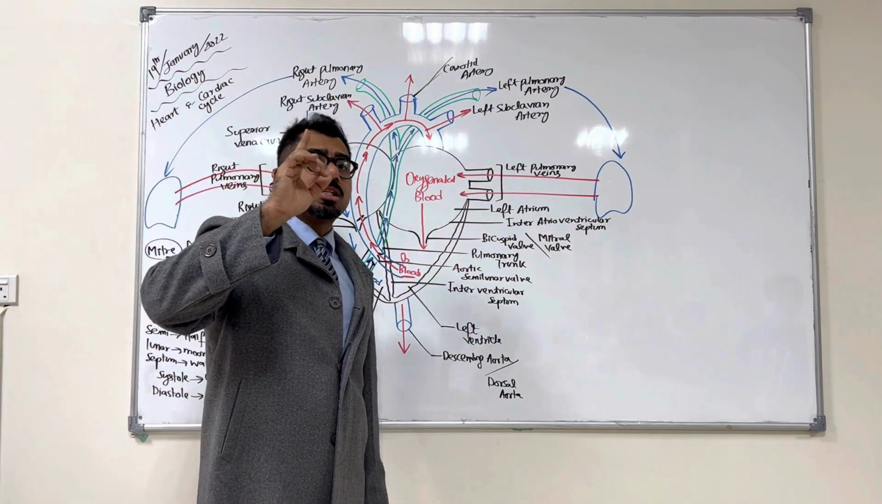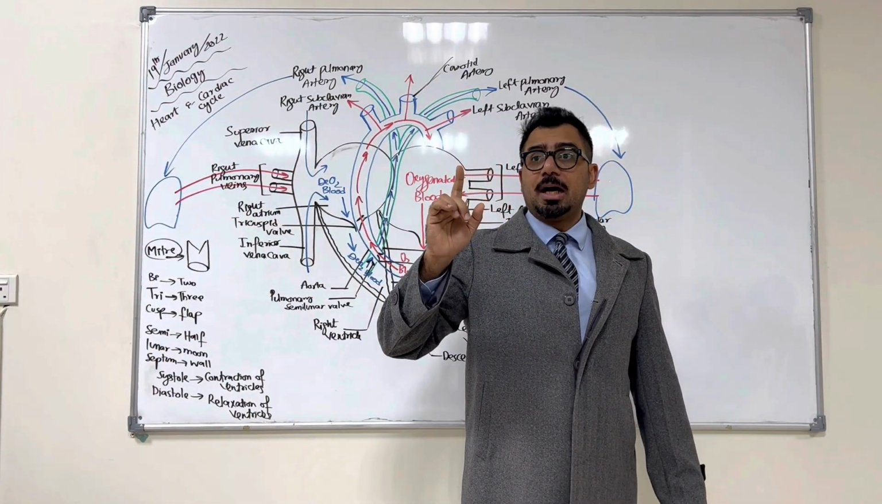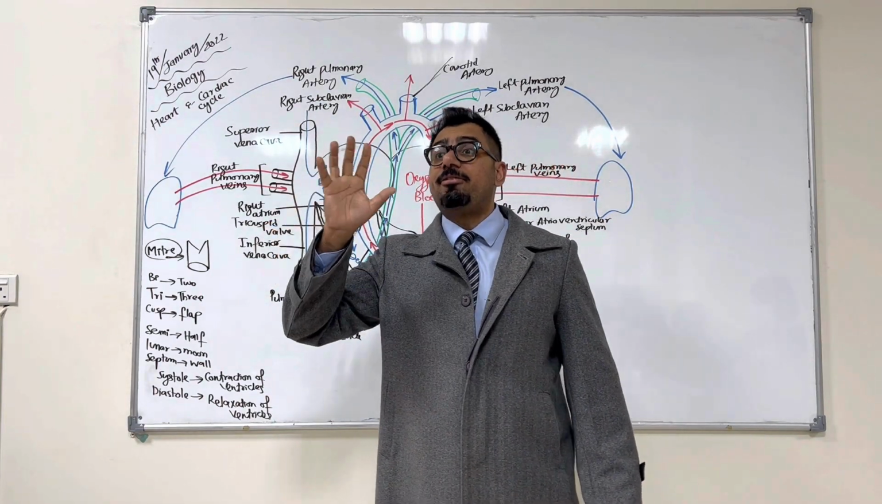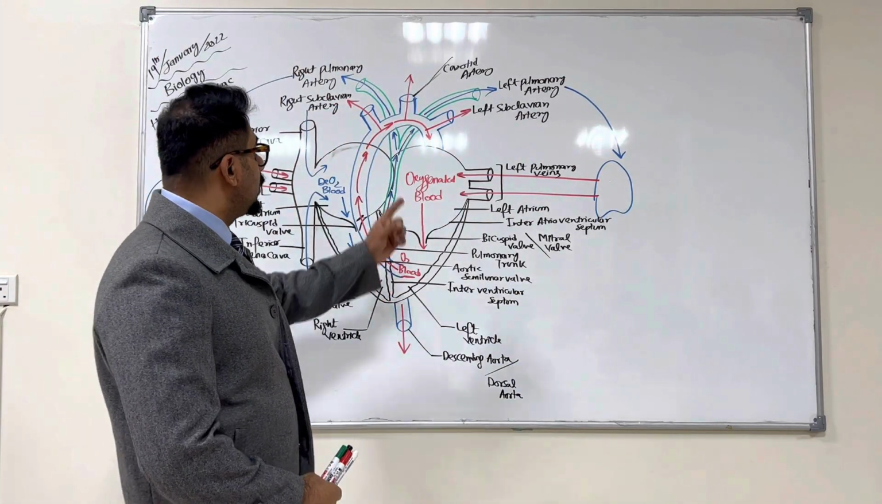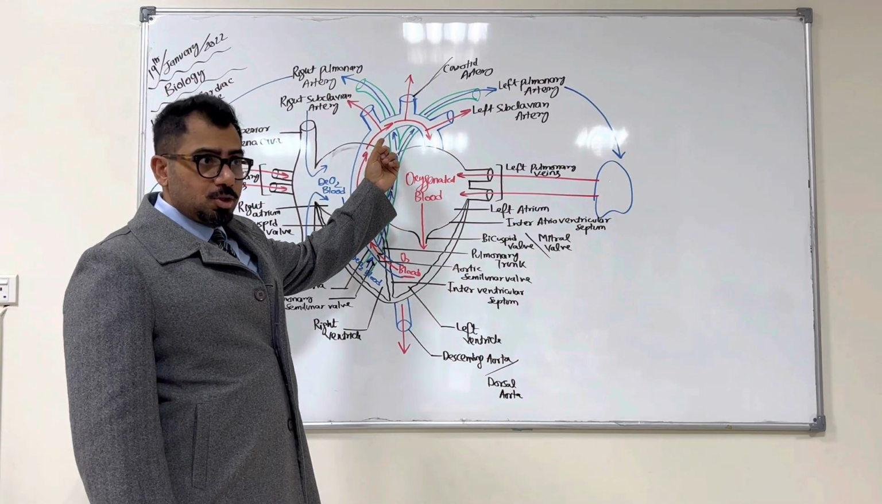Have I told you how much is the pressure in the veins? Yes, sir. I have told. I remember. 5. How much? Yeah, very good. Excellent. 5 millimeters of mercury. Right? And how much is the pressure over here? 120 millimeters of mercury. Understood?